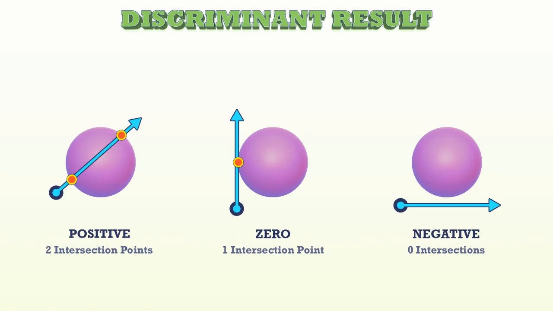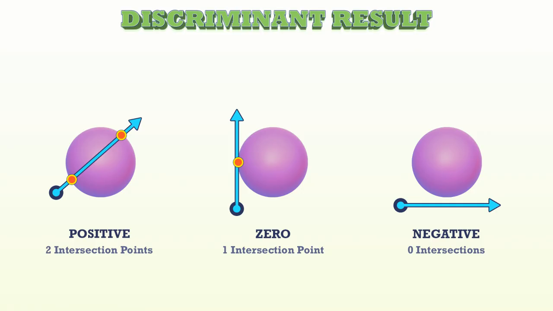If the discriminant is positive, it means the ray intersected the sphere twice, once upon entry and once upon exit. If it is 0, it means it grazed the surface of the sphere. If it is negative, it did not intersect the sphere.